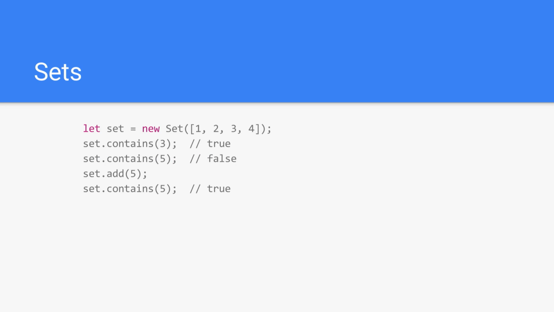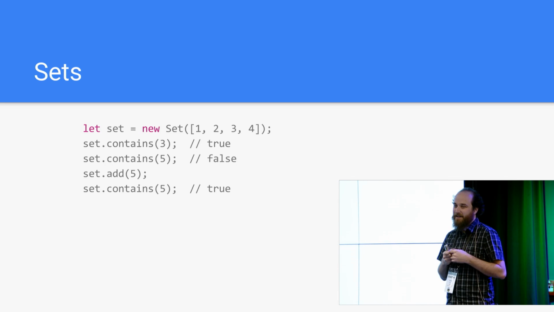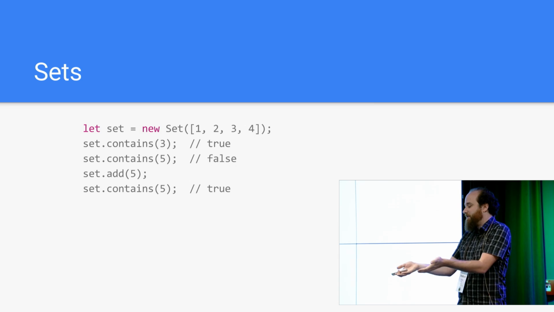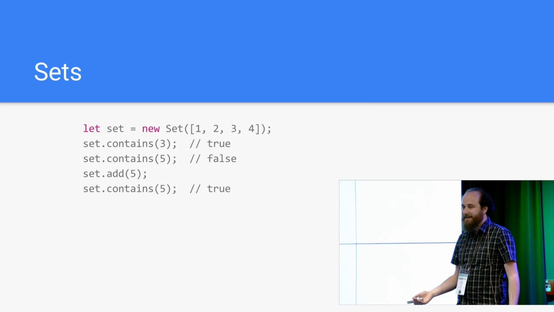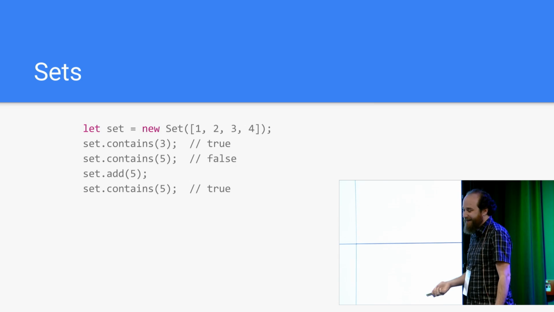You have sets. So before this, if you wanted a set, you might have used an array if your set was small enough and used indexOf to figure out if the item was there. But now you can use this. I mean, I feel kind of silly with this slide. It's like, it's a set API. There's not really anything to see here.